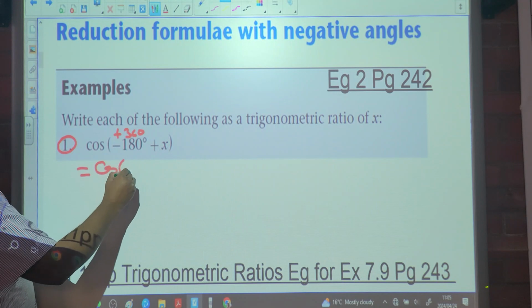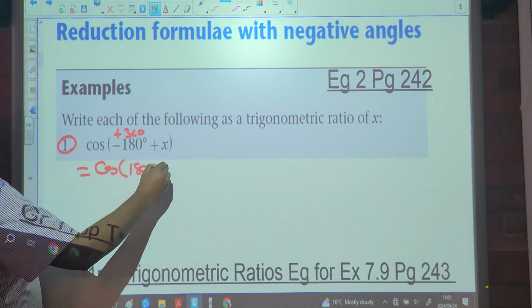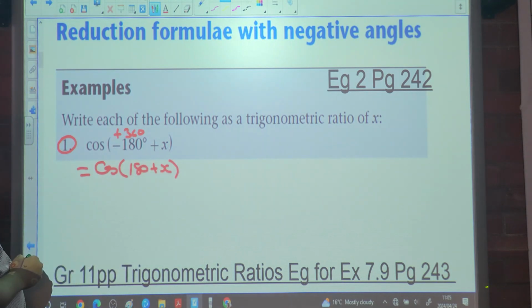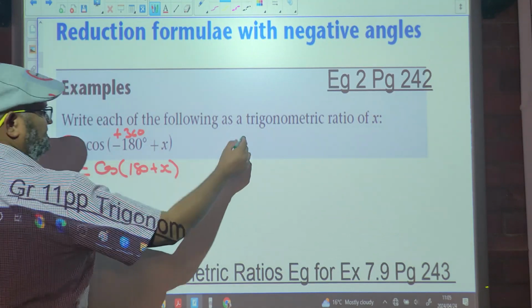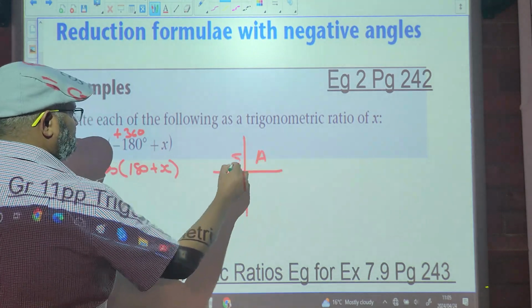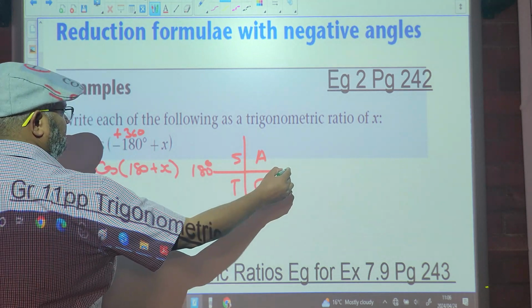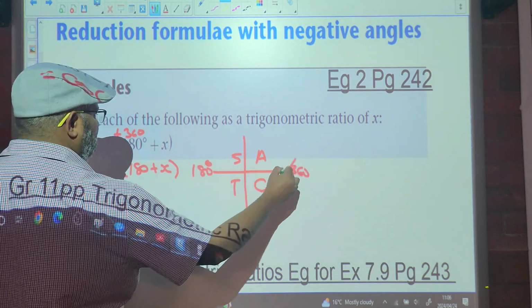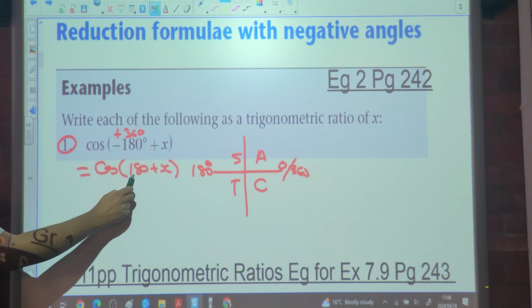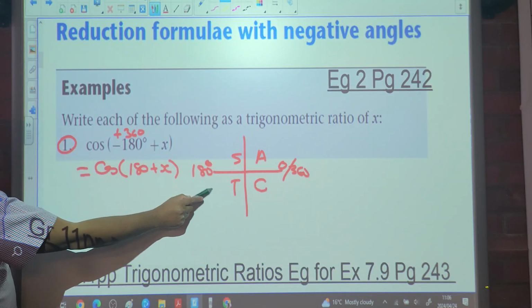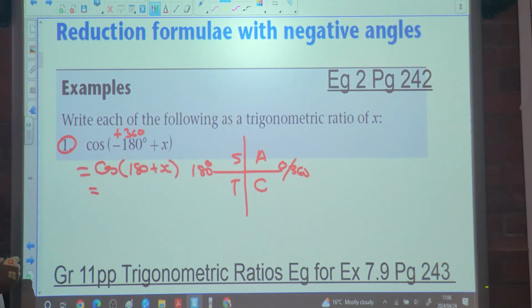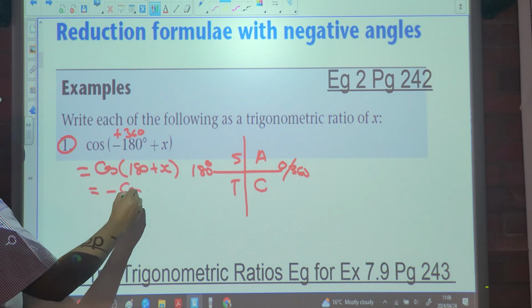So that is simply cos of 180 plus x. We've got all stations to Claremont, that is 180, 360 and 0. So 180 plus x is in which quadrant? 3. Is cos positive or negative? Negative. So it is negative cos x.